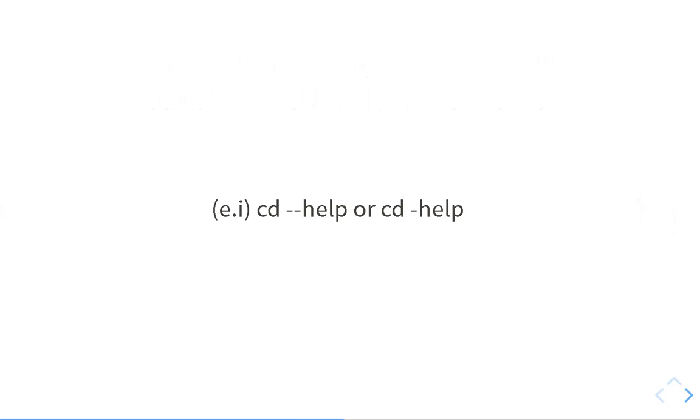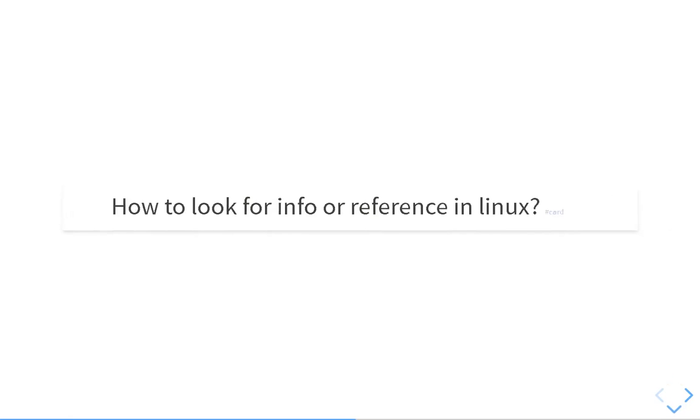I think my slice autocorrected the h. So it should be h dash h, right? And this is how we can use it. If we want to know more about help, cd, then we can say cd dash help or cd dash h.